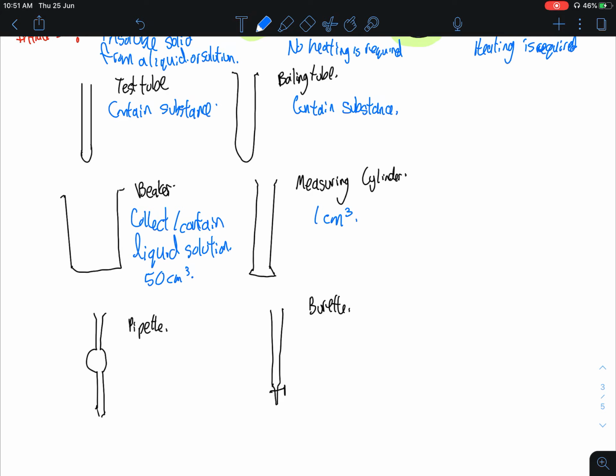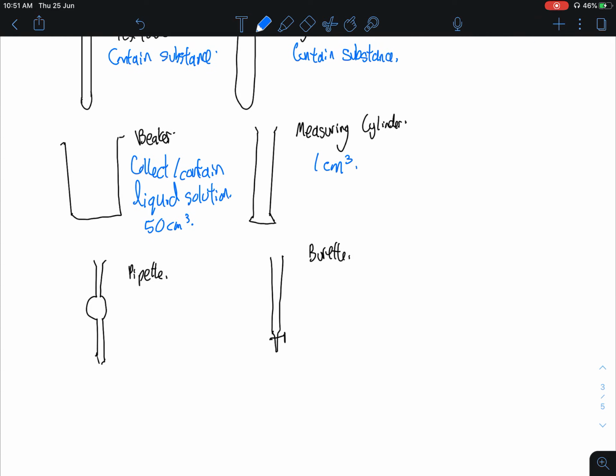Whereas for measuring cylinder, it will be like 1, 2, 3, 4, 5. Some would actually go to 1.5, 2, 2.5, 3. So depending on which instrument you use, for greater precision measurement of the volume of the substance, I would use the measuring cylinder. Okay, then we look at pipette.